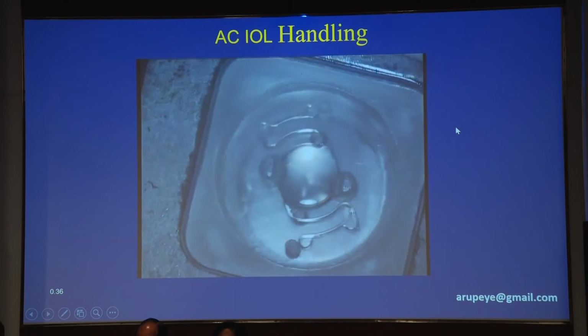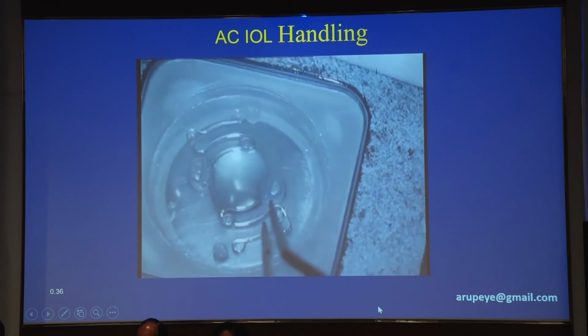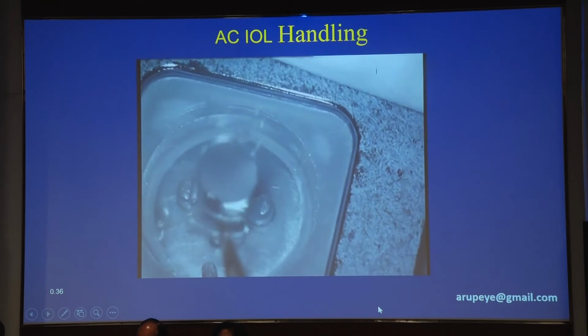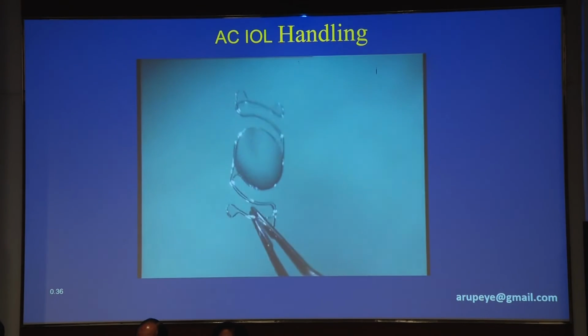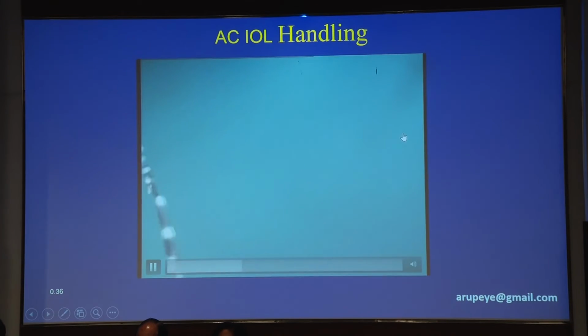These lenses do extremely well. Only thing is they have to be handled properly. You have to do a good anterior segment toilet, remove all the vitreous from the anterior chamber, and then implant the lens. So now this is the common mistake that happens.